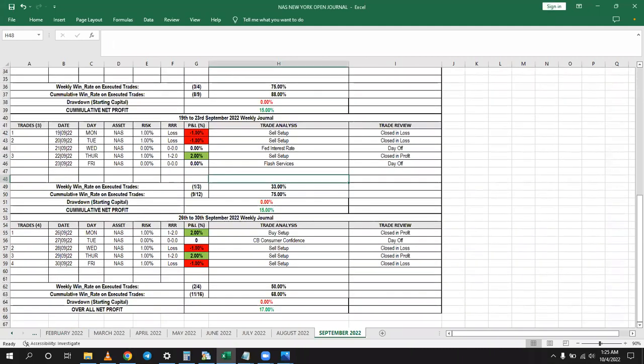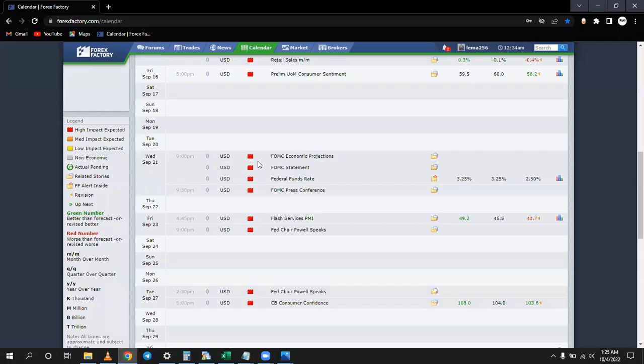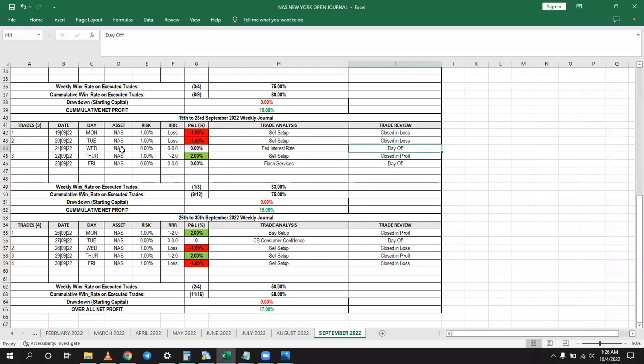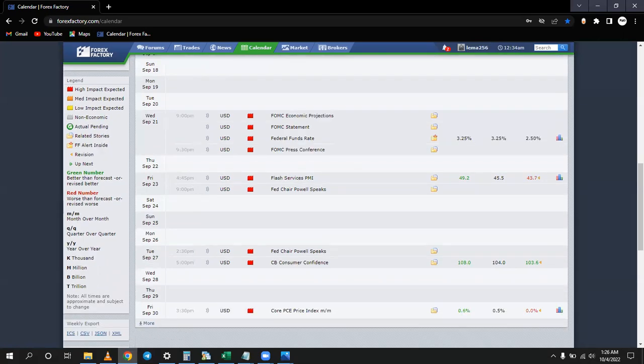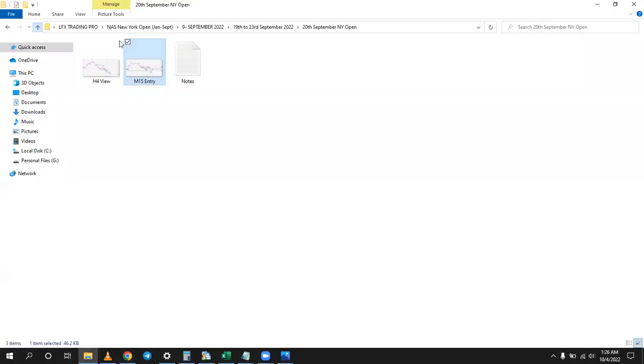Then our 21st, as you can see, we had the Fed interest rate, FOMC, the Federal Funds rate. So meaning we couldn't trade that day, right? There's lots of manipulation on such days, or even days before the news is released. You'll notice funny movement in price. So in the journal, there was a day off, right? Then 22nd, we had no news. Let me open the folder.